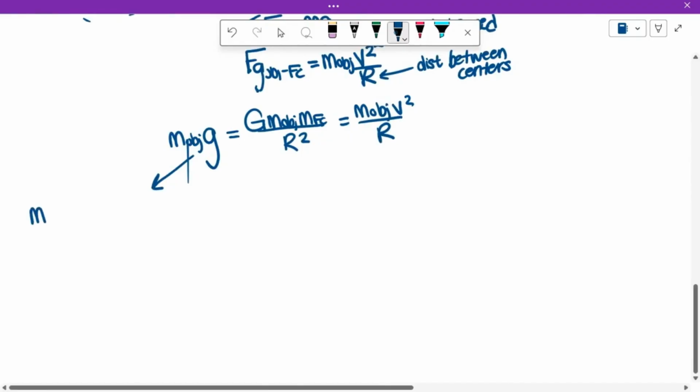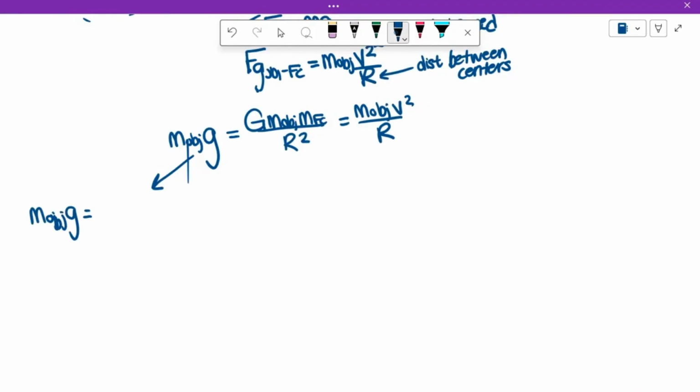So if we want to use the mg equation, we can set m, mass of object, g equal to mass of object v squared over r. Right, we see that the mass of the object cancels. So that could be a planet, a moon, a satellite, whatever is doing the orbiting. And we see that g is equal to v squared over r.